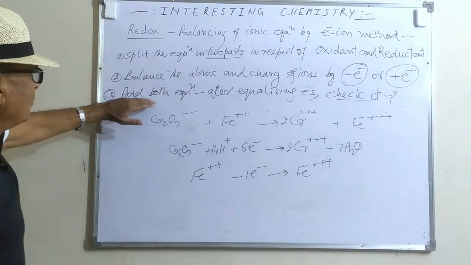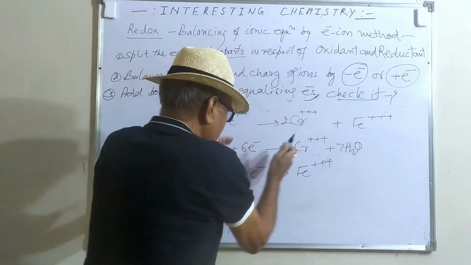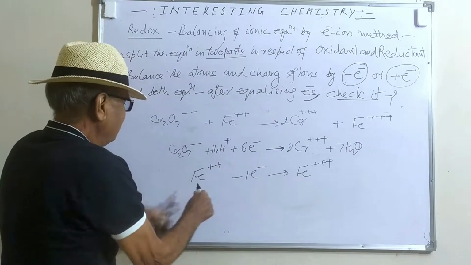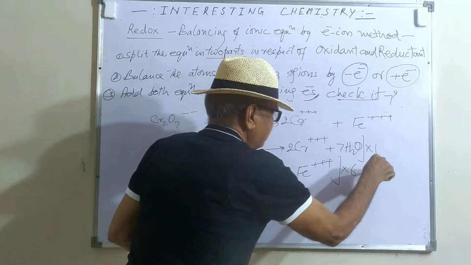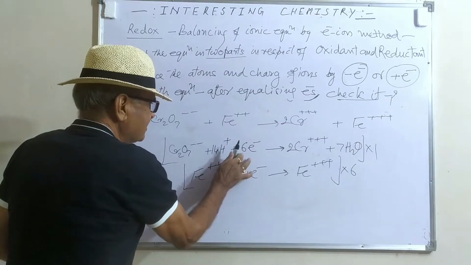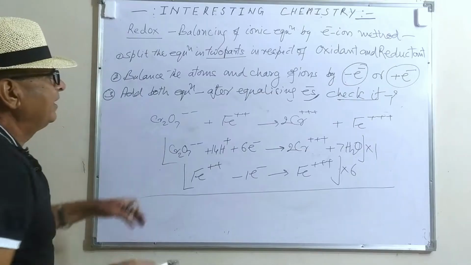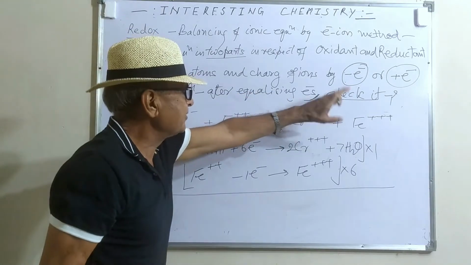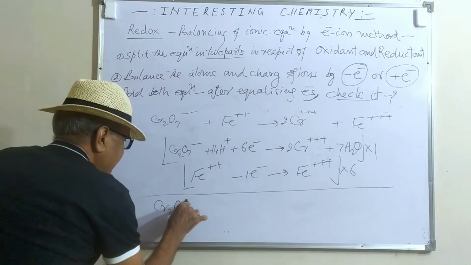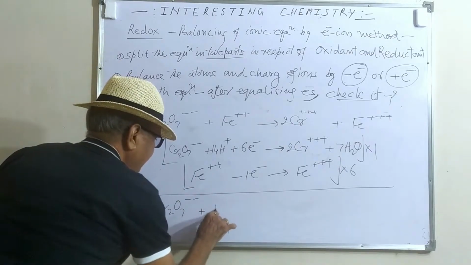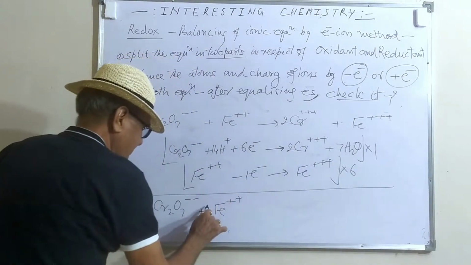Now add both equations after equalizing electrons. How will you equalize? You will multiply this equation by 6 and this equation by 1. 1 electron, 6 electrons, 6 and 1 electron. And now total. Then equalize the total and check it. Now we are going to total: Cr2O7 double negative plus Fe double positive. Fe is multiplied by 6, so write here 6.